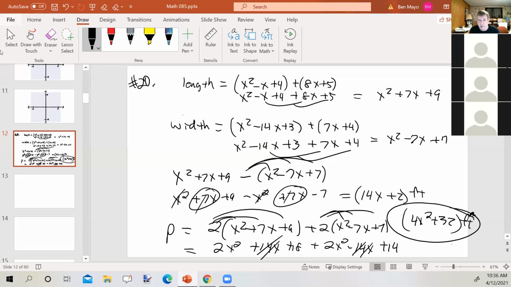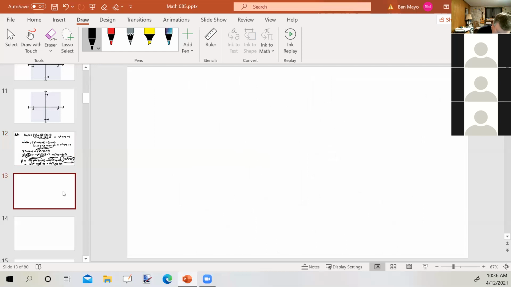Okay, then we shall get out of there and let's take a look at section 5.6. All right, so we've looked at adding and subtracting polynomials. Next, we're going to look at multiplying and then eventually dividing polynomials. So let's start off with just multiplying some monomials together.